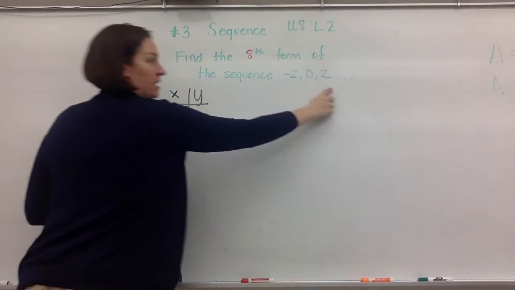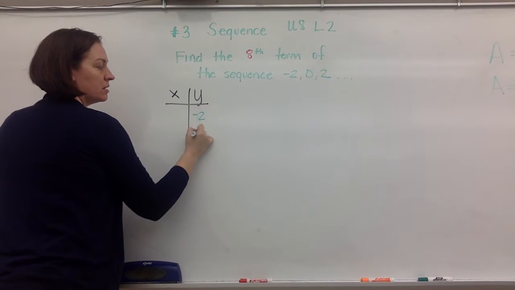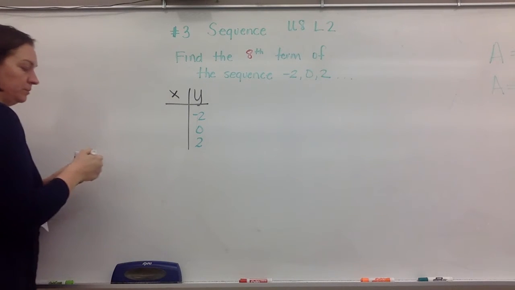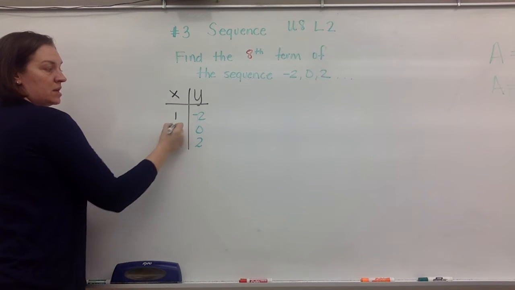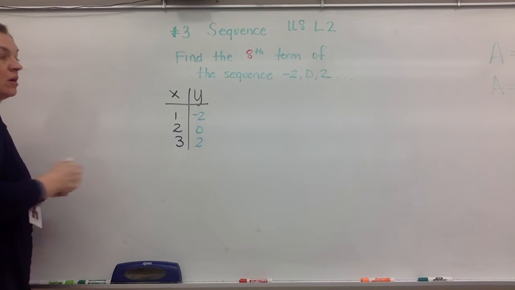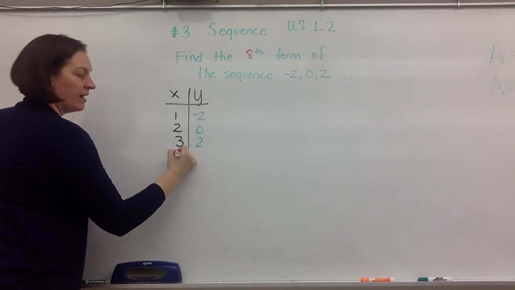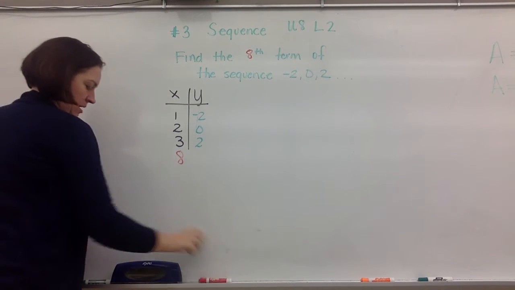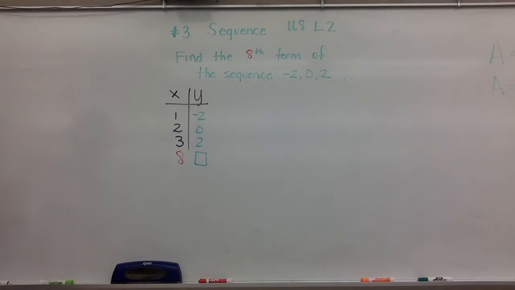So the numbers that they give you in the sequence are going to go in for the Y values. So you've got -2, 0, and 2. You then have to say that this is my first number in the sequence, my second number, and my third. Ultimately, when we look up here and it says find the eighth term, we're going to find the eighth term in the sequence. And we don't know what that is, but that's our very last step, is to go back and fill back in the table.